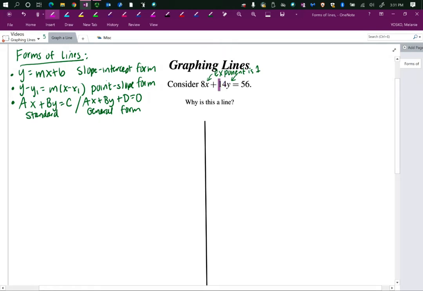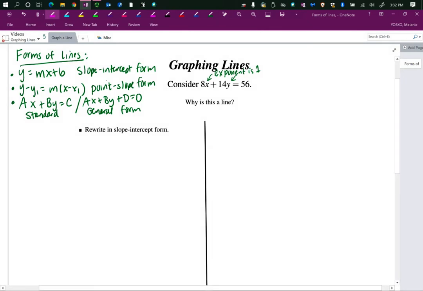Now, if there's a variable missing, like if that was just 8x equals 56, it's still a line because x is still to the first power. If the x part was missing and we had something like 14y equals 56, obviously we can reduce that, but y is still to the first power, so it's still a line. So the coefficients can really be any real number, but the exponents of x and y have to be 1 if you're talking about a line. Okay? So we're going to graph this line, and we're going to do it with two different processes.